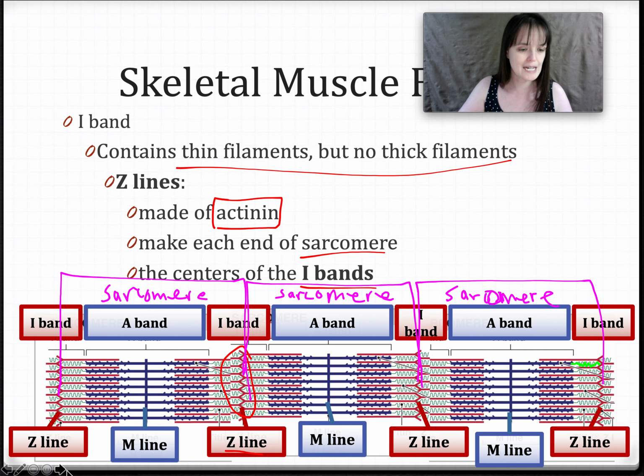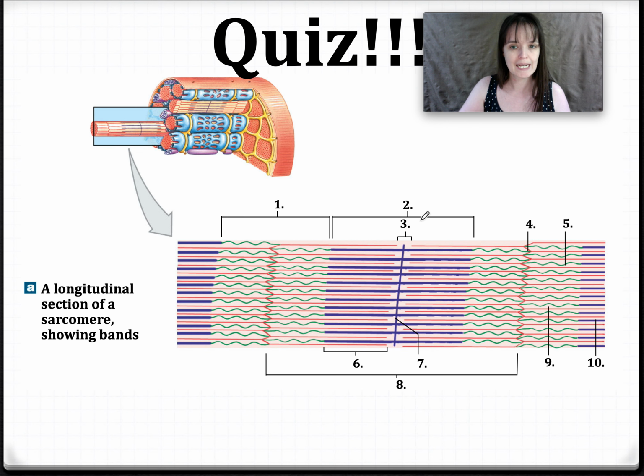Let's do the quiz slides. Okay, so what's number 1 here, where there's thin filaments but no thick filaments? That's an I band. And what's number 2 here, which is the length of the thick filaments? It's dark, so that's the A band. Number 3, here's the area where there's only thick filaments and no thin filaments. It's the center of the A band. It's the H band. Sometimes they call it the H zone.